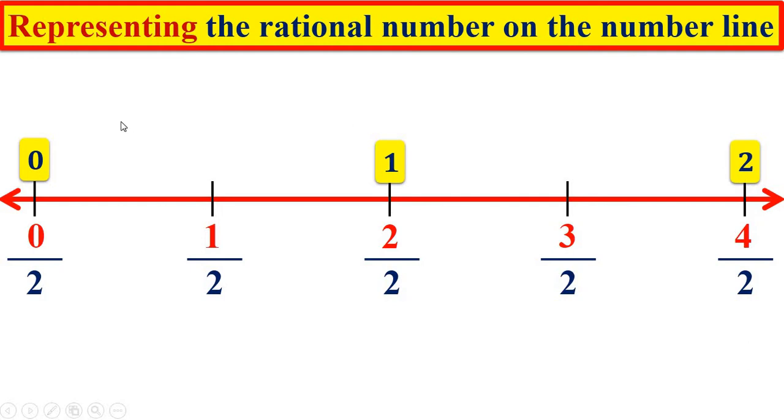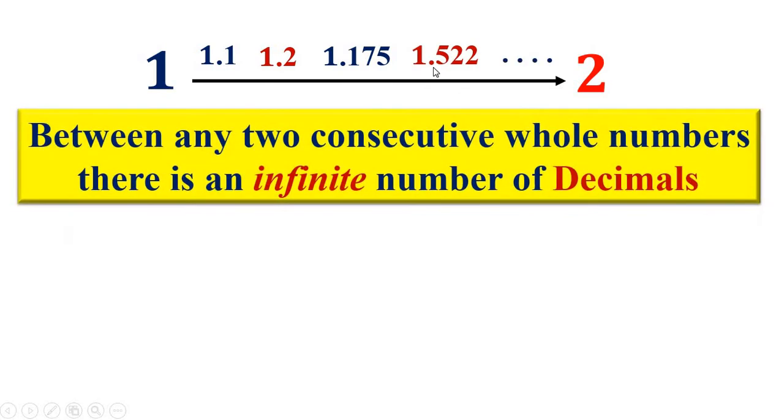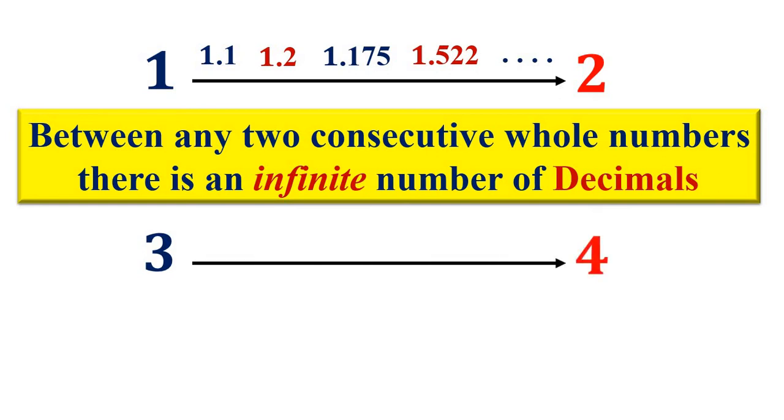So we have an integer here and fraction here. So the number line contains fractions and whole numbers. So between 1 and 2 there are a lot of numbers like 1.1, 1.2, 1.3 and so on, 1.175, and a lot of numbers between 1 and 2. So between any two consecutive whole numbers there is an infinite number of decimals. Between 3 and 4 we have a lot of numbers, like 3.1, 3.5, 3.2, 3.4, 3.8 and so on.